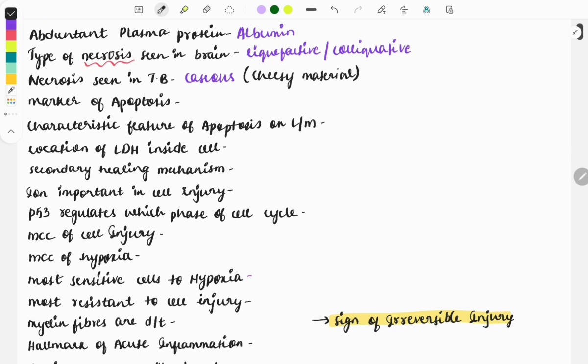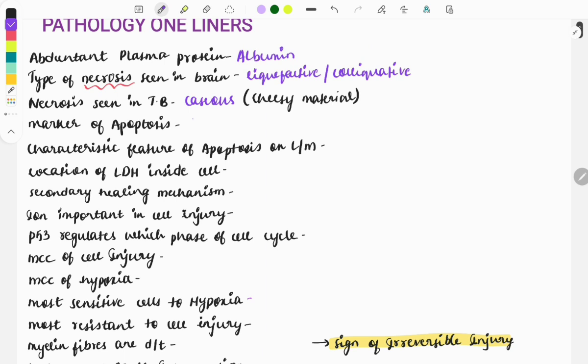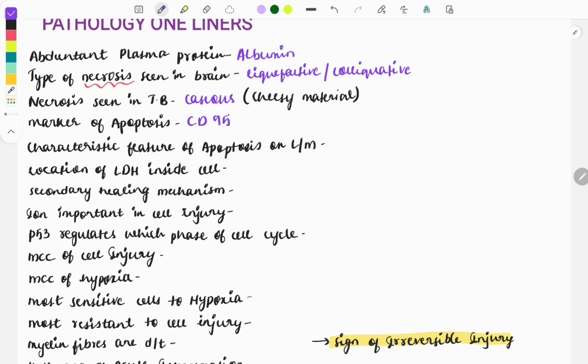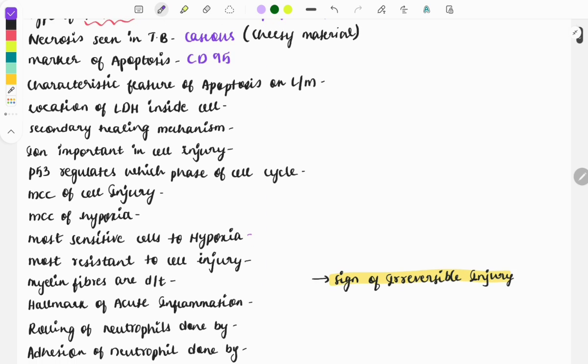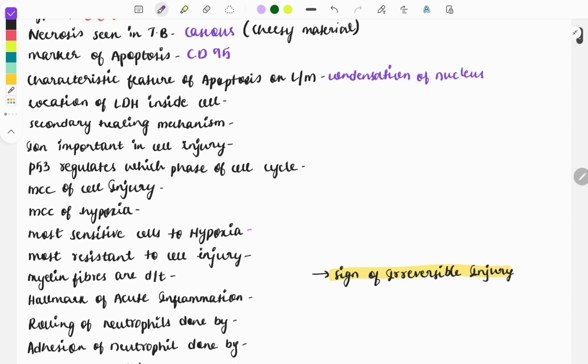Then the next question: marker of apoptosis, and the answer is CD95. So it is the marker of apoptosis. Characteristic feature of apoptosis on light microscope, and the answer is condensation of the nucleus, a very characteristic feature of apoptosis.